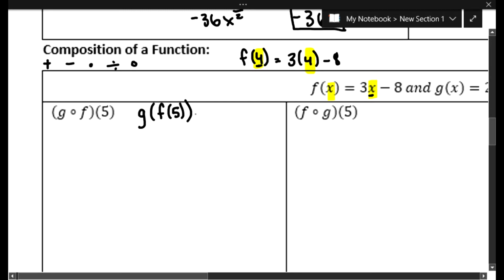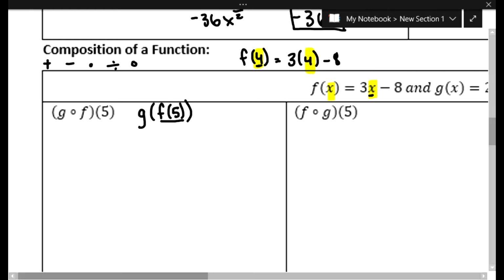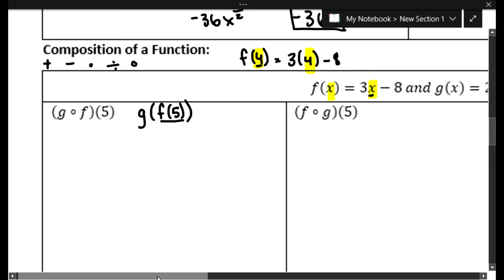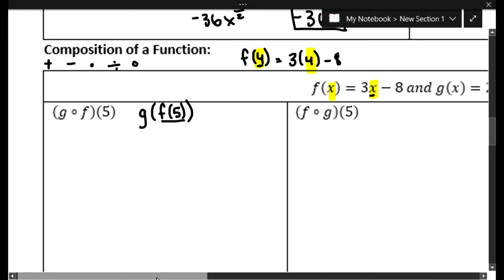So we're going to first plug in 5 into the f function, and then whatever the value is for that, we're going to plug it into the g function. It's a function inside of a function. So let's just walk through this super slowly.